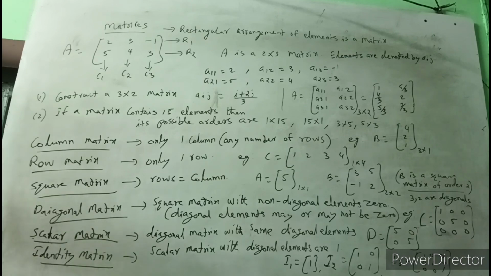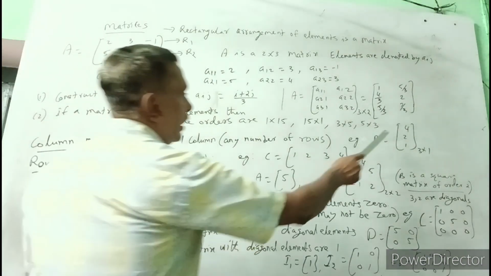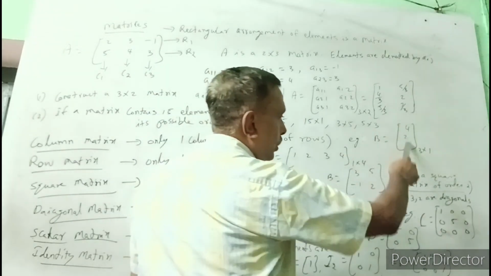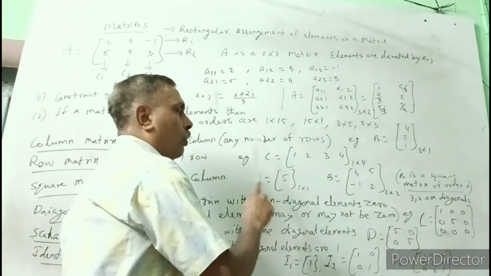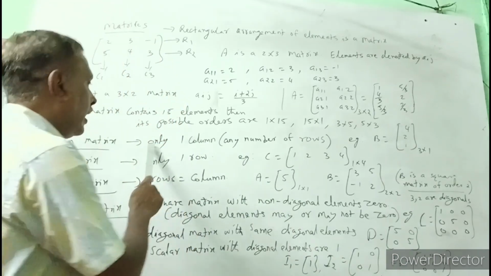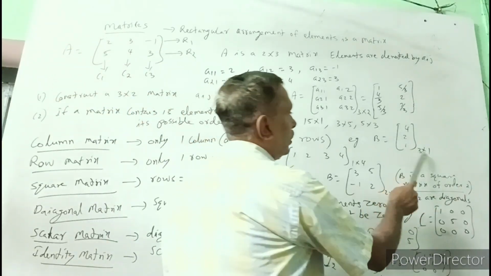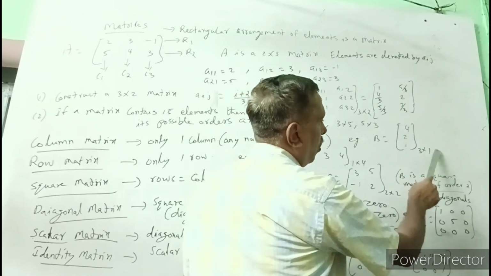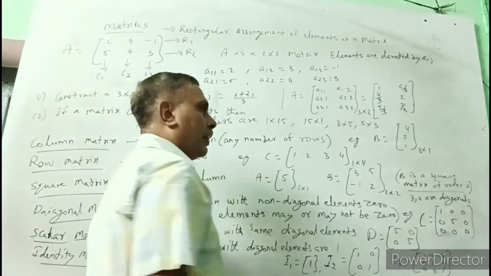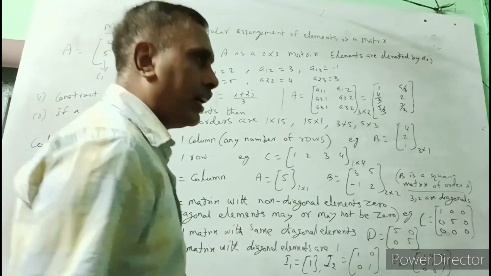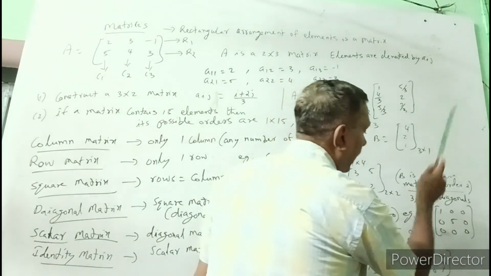Now, there are some types of matrix. What is a column matrix? If in a matrix there is only one column and any number of rows, that is called a column matrix. So 3 by 1, m by 1. In a column matrix the second part of the order is always 1, so it is always of the form a number by 1.